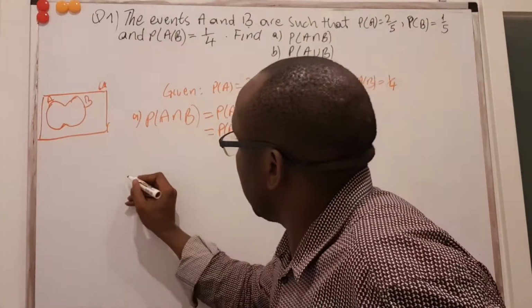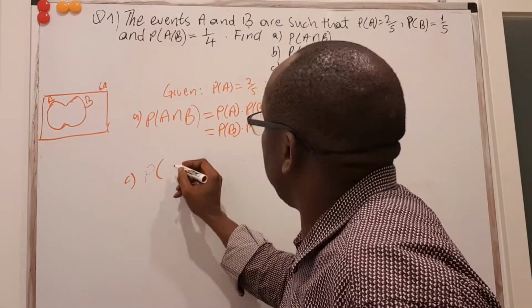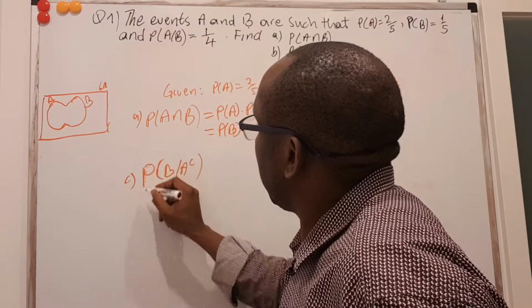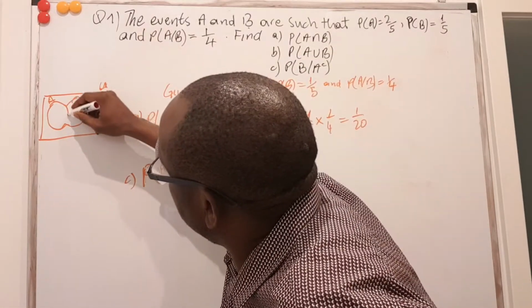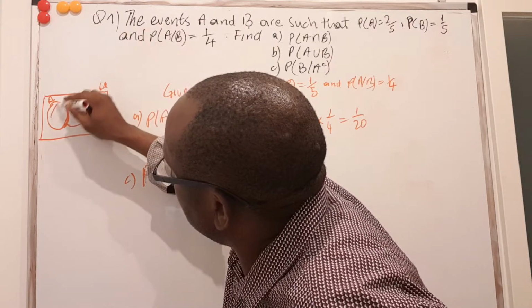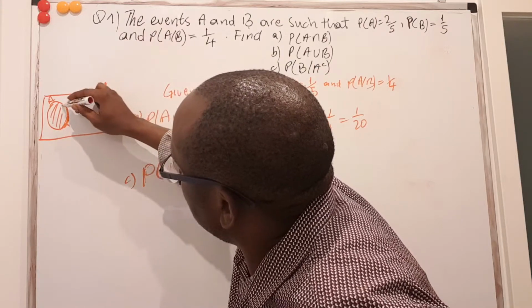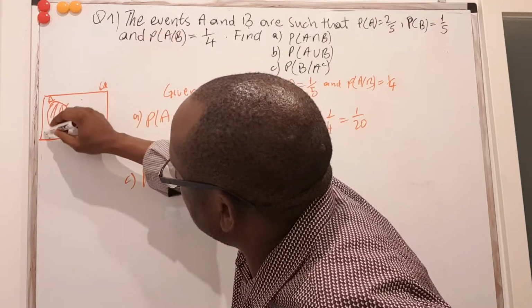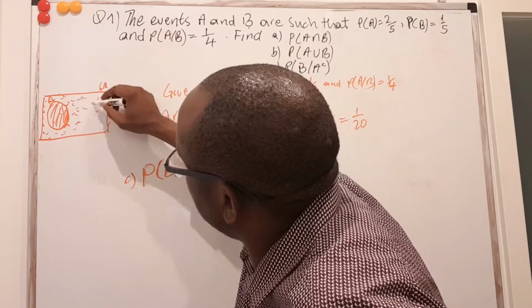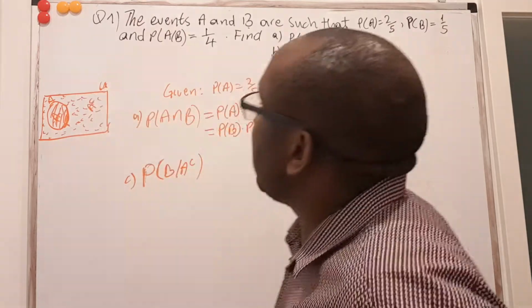Just to get some space. So for the C, we have to look for the probability of B given A complement. So if I just do back my stuff then. So this is A here, if I just move B here. So this is A, and the rest is A complement. So that's A there, then this is A complement here.